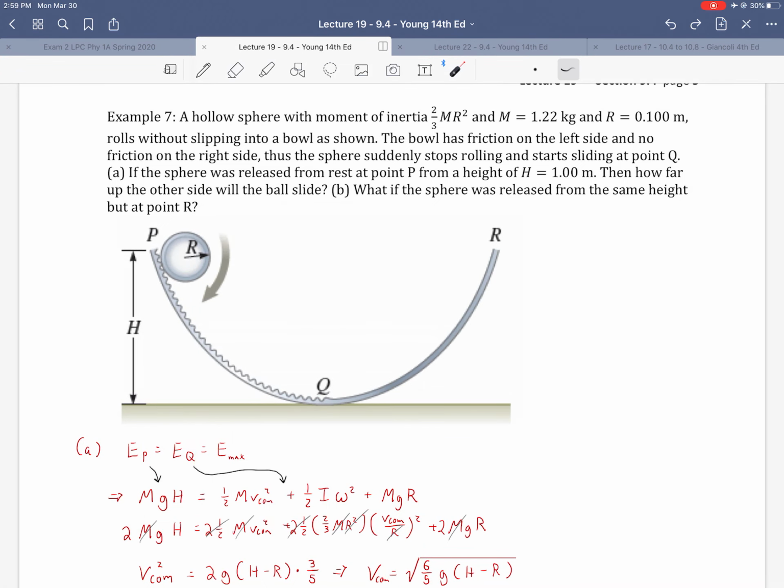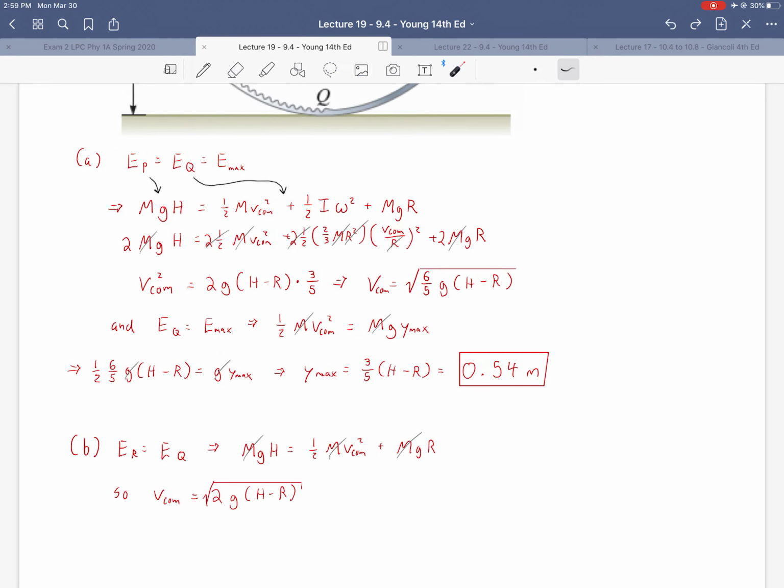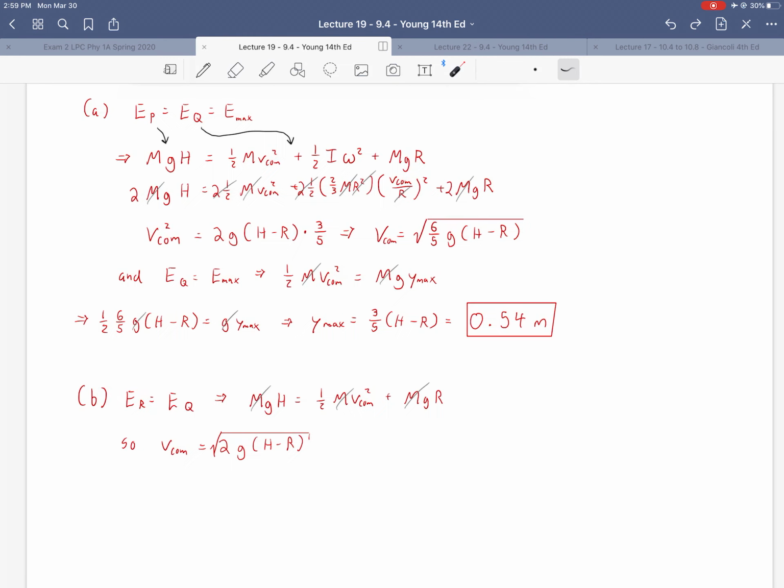On the flip side, if we consider part B, where it says, what if the sphere was released from the same height but at point R? How high will it go? Well, in this case, it's going to translate down without rotation. Then it's going to start rolling on the way up, where it's going to have both translation and rotation. So then it's actually going to gain energy on the way up. What does that look like?